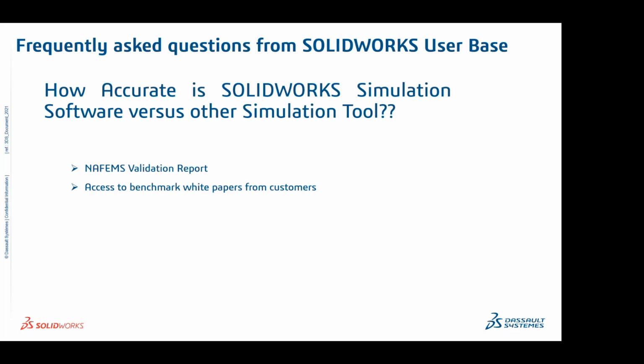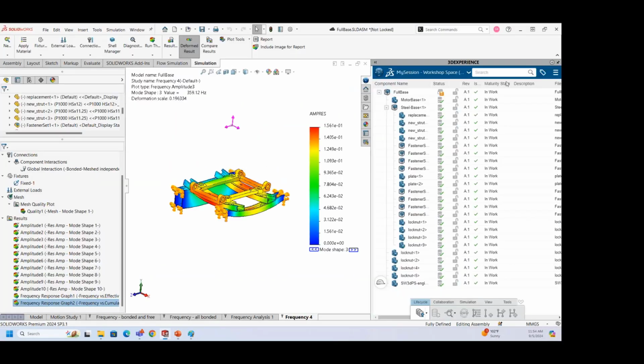Customers can also access customer stories, which might be pretty similar to your application. You can just type SolidWorks customer story, and this is an open website where you can get global-level customer stories with respect to simulation, or any portfolio from Dassault Systèmes. So where do I get this validation report? I will also show that.